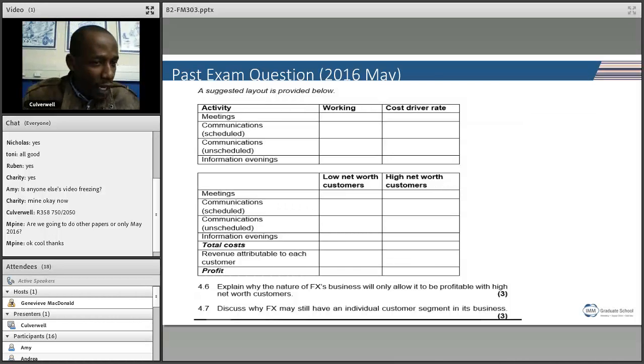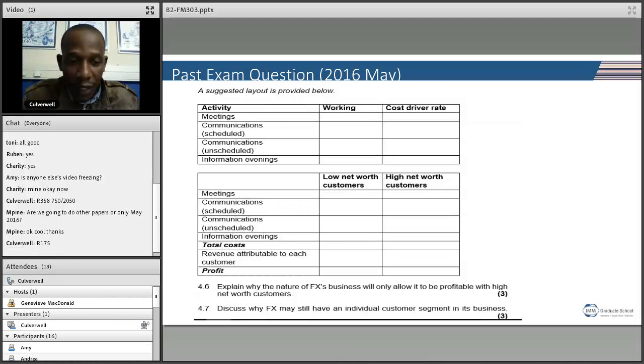Okay, so we're going to say how much did it cost us in total? 358,750 rands divided by the total number of meetings we had, so it will be 2,050. You're going to get yourself a cost driver rate of 175 rands. So basically that's what one will need to do on the working part.